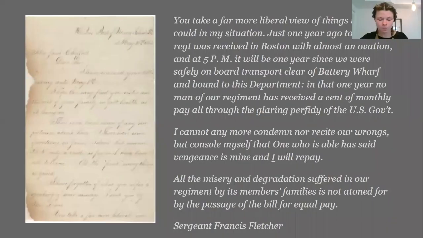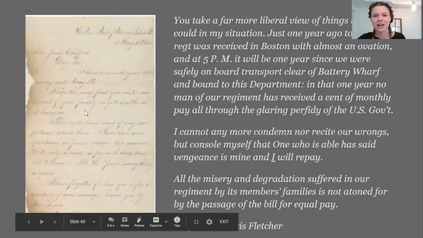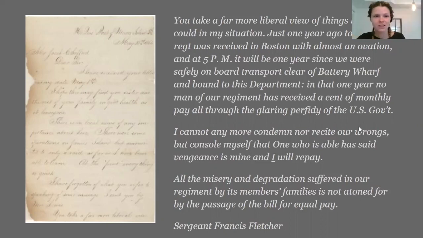I want to show you this primary source, and I totally understand that it's very difficult to read, so thank goodness for the brave historians who have translated this for us so that we don't have to read this tiny writing on this faded paper. This is a letter from Sergeant Francis Fletcher to his friend. Sergeant Francis Fletcher was a Black soldier in the 54th Regiment, and sergeant was the highest rank you could have as a Black soldier at that time.